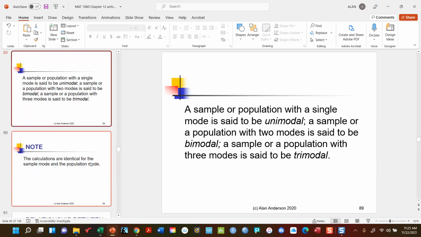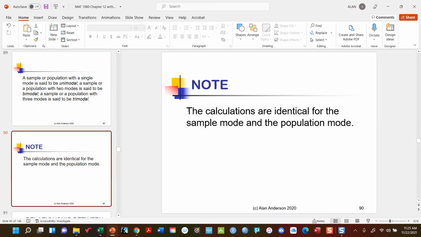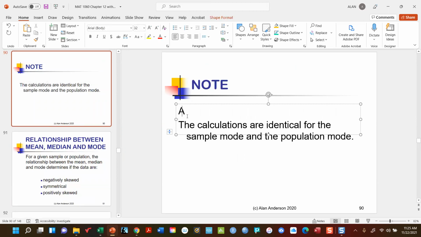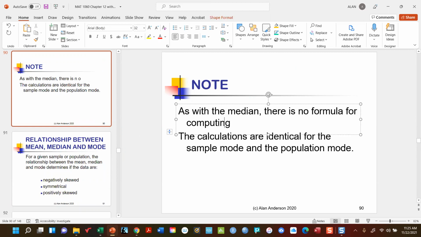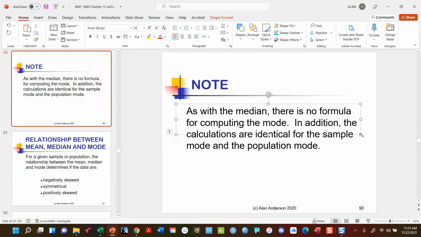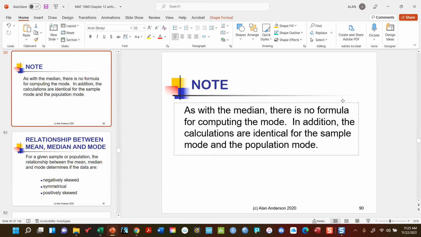Okay. So, oh, one more thing. As with the median, let me just add this. There is no formula for computing the mode. So in other words, just like the median, we don't really need to distinguish between the sample and a population because the procedure is exactly the same.